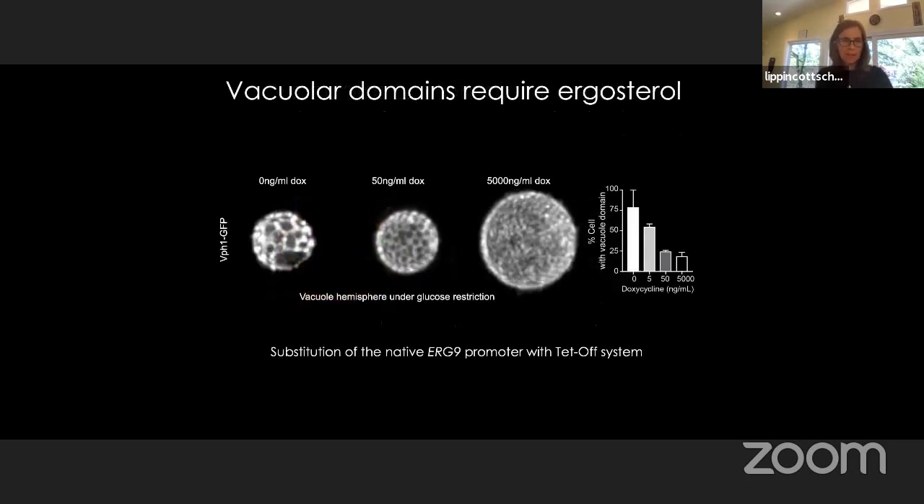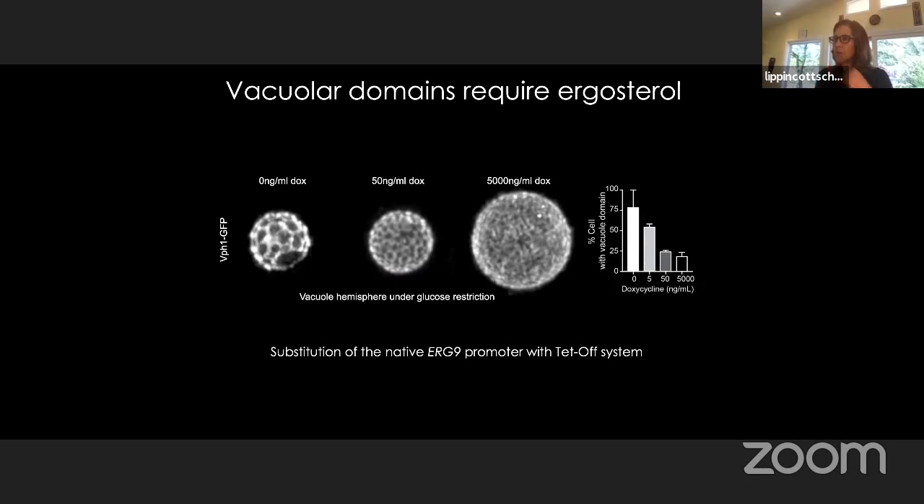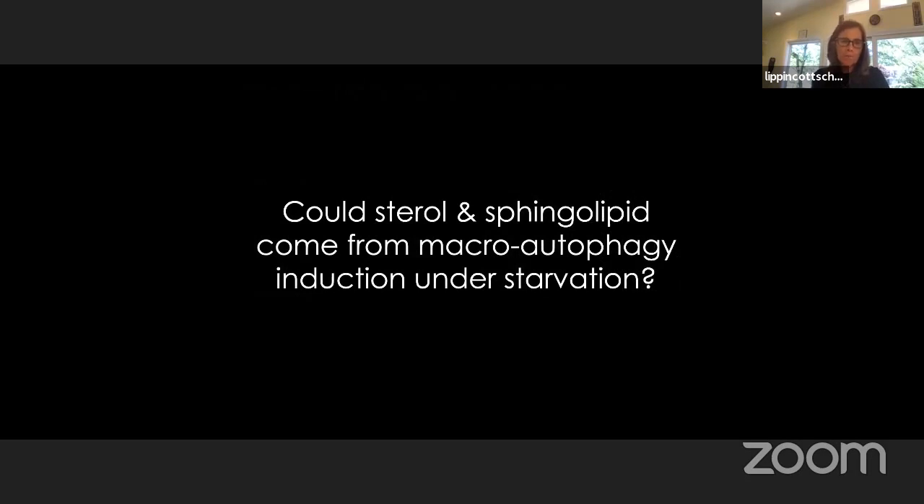And what we found is the domains require sterol. If we deplete sterol using a TET on-off system, controlling ergosterol biosynthesis in yeast, as we drop the concentration of ergosterol, we lose the microdomains on these vacuoles under glucose starvation. So that raises the question of where does the sterol and sphingolipid come from? We've found that it's coming from macroautophagy that is being induced under starvation.